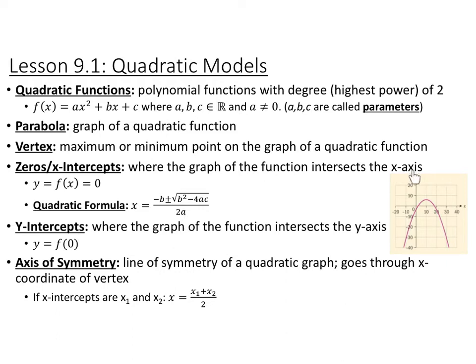Your y-intercepts are where the graph crosses the y-axis, where your x-coordinate is equal to 0. And then every parabola has an axis of symmetry, which is the line of symmetry of the quadratic graph, and it goes right down the middle. So it goes through the x-coordinate of the vertex. If your x-intercepts are x sub 1 and x sub 2, then the axis of symmetry is x equals the average of your two x-intercepts. It's right in the middle.